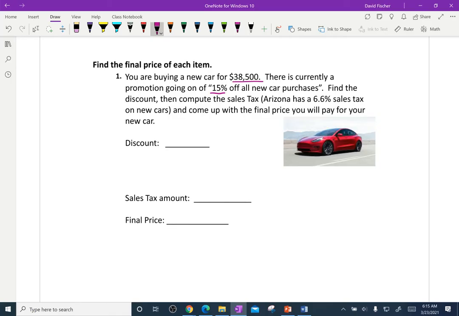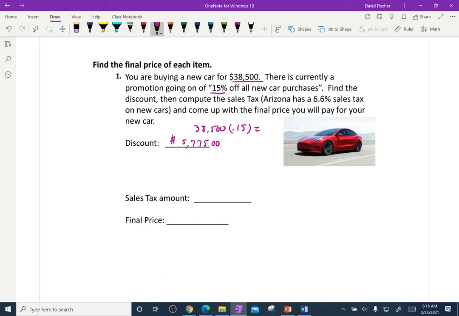38,500, and we're going to multiply it by 15%, which is the same as 0.15. So we're going to take 38,500 and multiply by 0.15. And that's going to be 5,775. It's money, so make sure you put a comma. $5,775 is what your discount is.